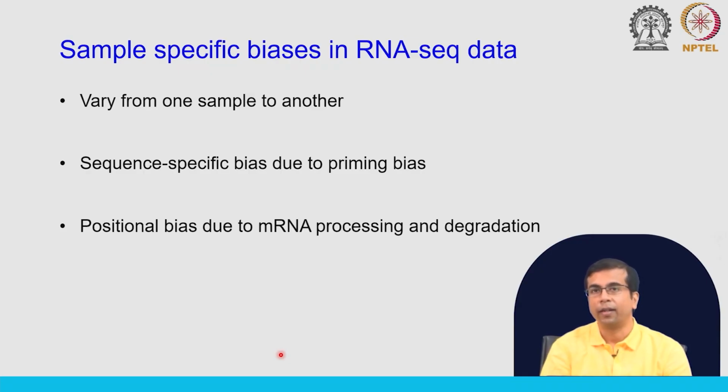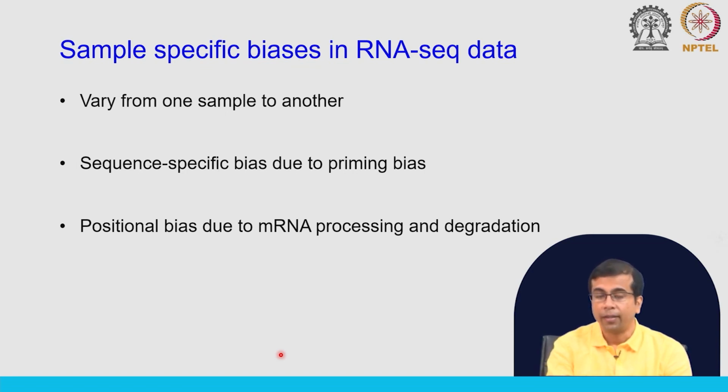We have also talked about something called positional bias, right. This is something to do with mRNA processing and degradation. So, if you are processing this mRNA using oligo dT, and maybe let us say one end of the RNA is degraded, right, most of the reads will come from a specific position within the transcript.